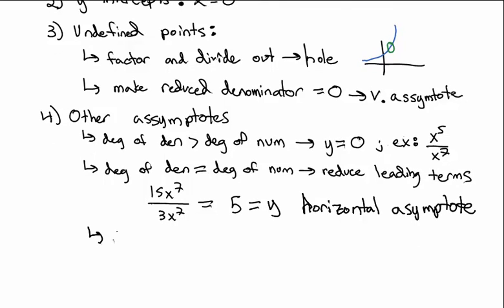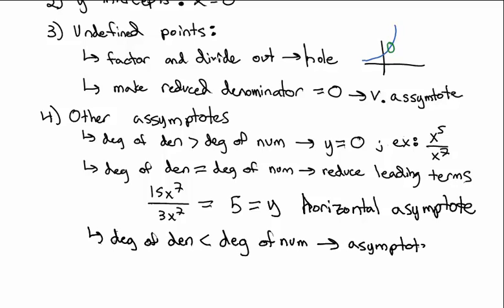The other option we have is just the opposite. If the degree of the denominator is less than the degree of the numerator, then we say that the asymptote is a curve. And I use the word curve lightly because it might be a straight line. It's just a diagonal line. And what we'll do in this case is we will use long division, or synthetic if we can, to find the slant asymptote.